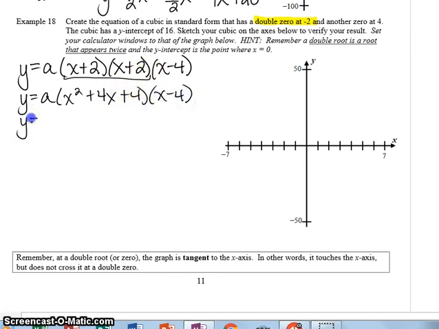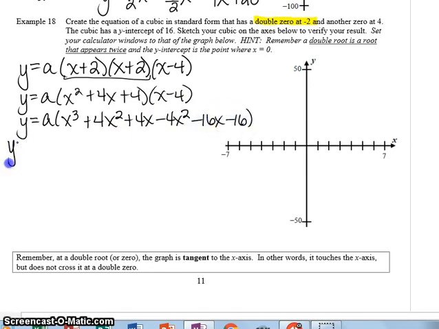Okay, now distribute this x to everything and distribute the -4 to everything. That's going to result in x cubed plus 4x squared plus 4x minus 4x squared minus 16x minus 16. Combine like terms and clean that up, and you're going to be left with x cubed minus 12x minus 16.